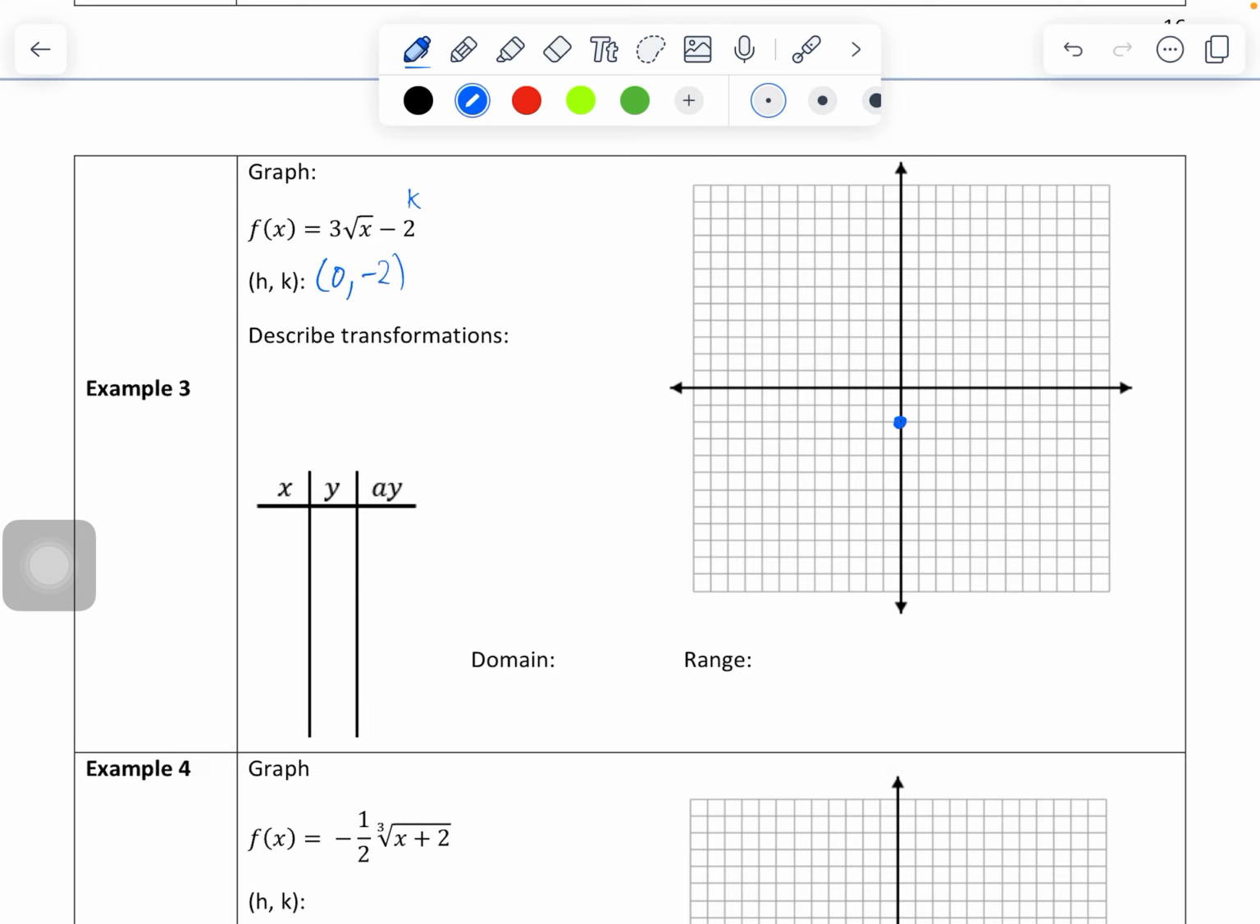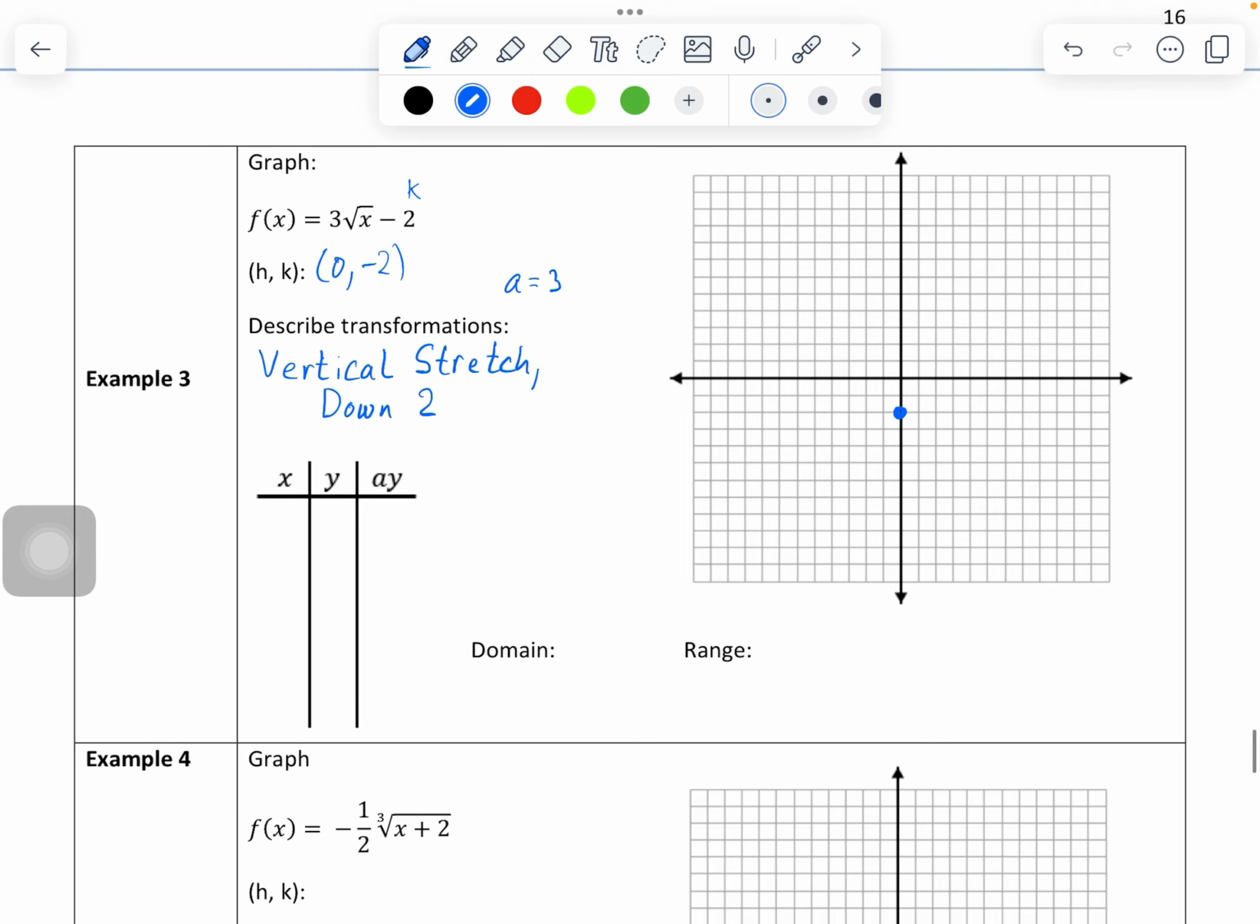So that's right here. When you describe the transformations, because our a value is 3, that would be a vertical stretch. If we had something that was like a fraction less than 1, like 1/2 or 1/3, even -1/2 or -1/3, we would think of that as a shrink. But if it's greater than 1, we're going to think of it as a stretch. So we're going to write vertical stretch, and we're also going to put that it is shifted down 2.